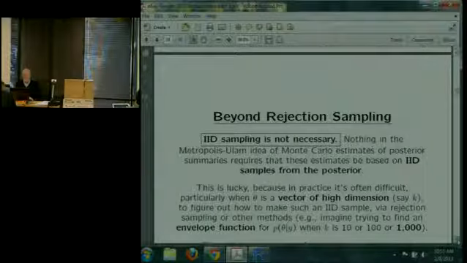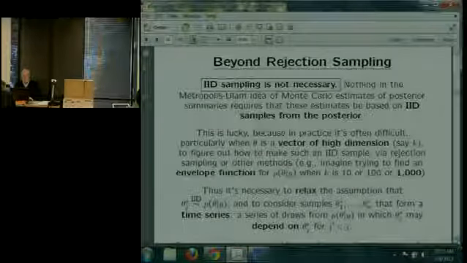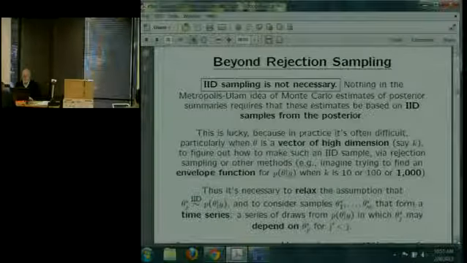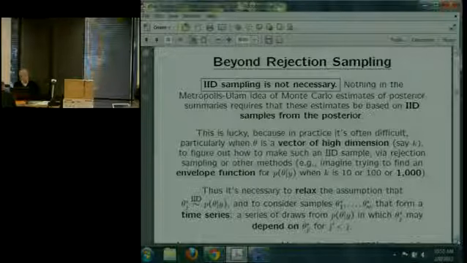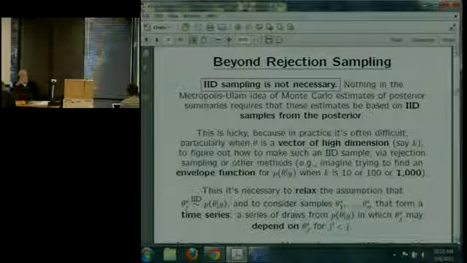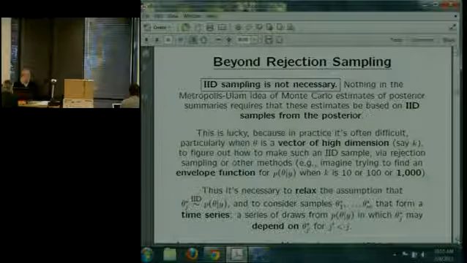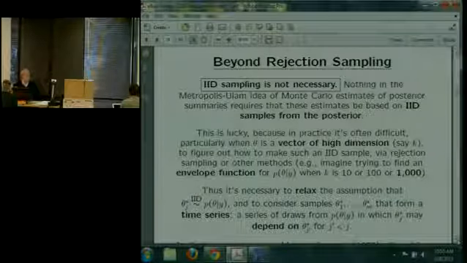All right, so that's Mr. von Neumann's idea about rejection sampling. Terrific idea. Works great when the density that you're trying to learn about is one-dimensional.